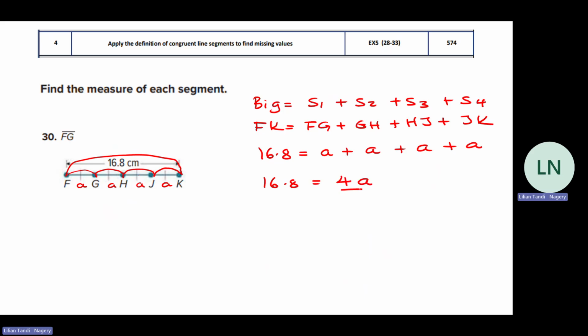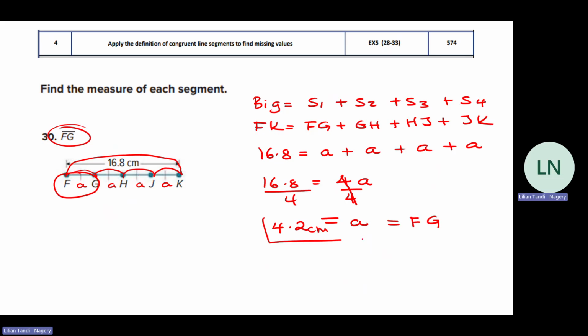I want A, I will divide both sides by 4, and I will get here, this is 4 and 2/10, which is A. Then I come to FG. FG is the same as who? FG is the same as A, so this is my answer, FG. And then I put my unit centimeter and I box my answer.